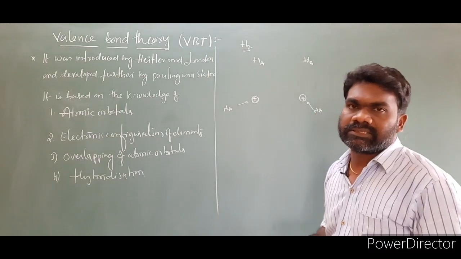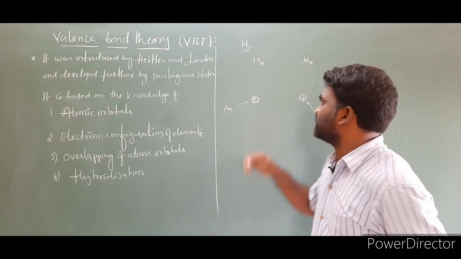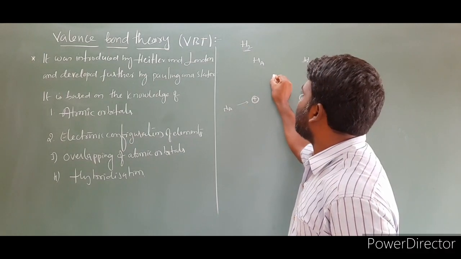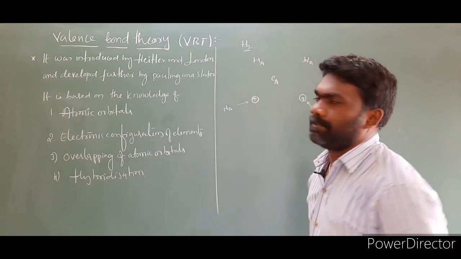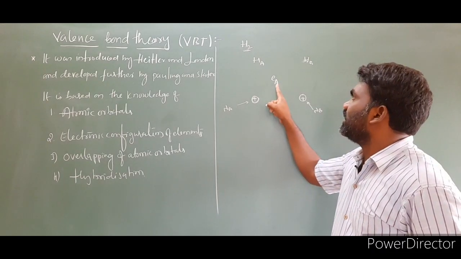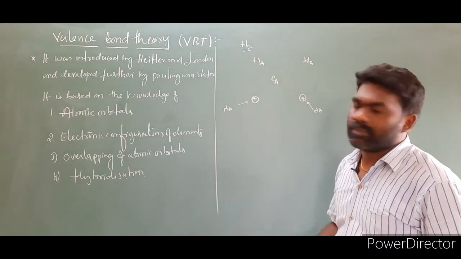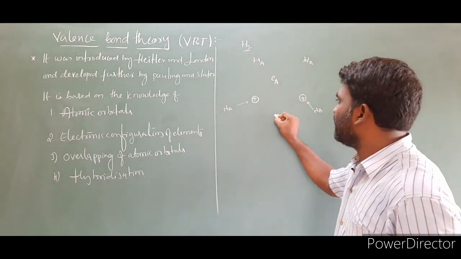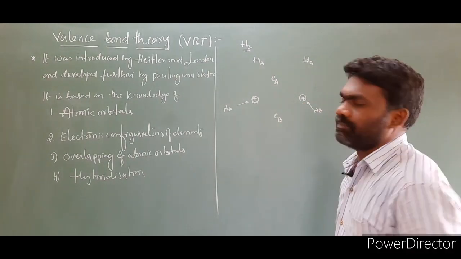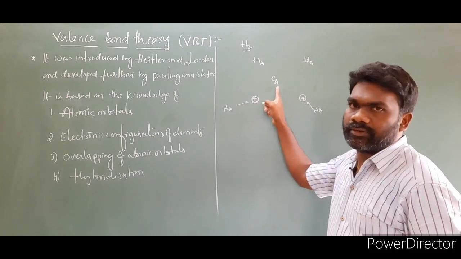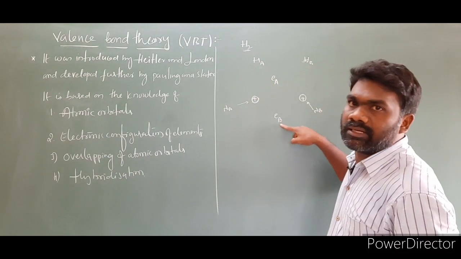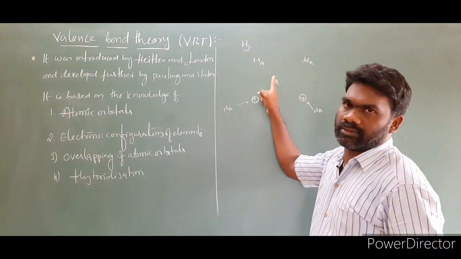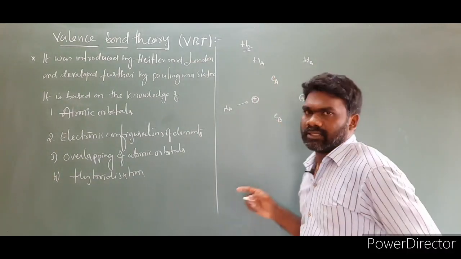And hydrogen has electrons. An electron is rotating around the nucleus. We have to label those electrons also. The hydrogen A electron I am labeling as Ea. This hydrogen B also has an electron, which I am labeling as Eb. Ea is the electron of hydrogen A and Eb is the electron of hydrogen B.